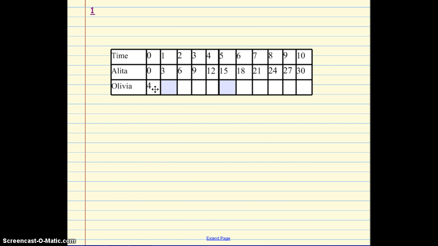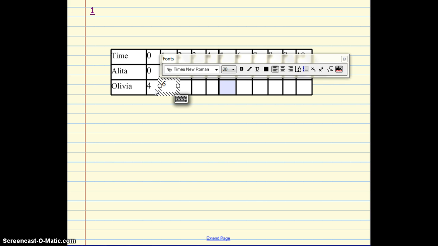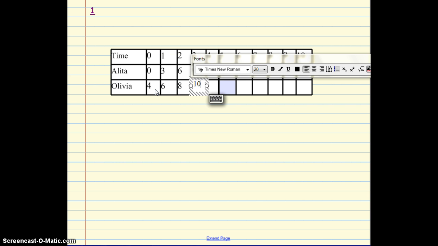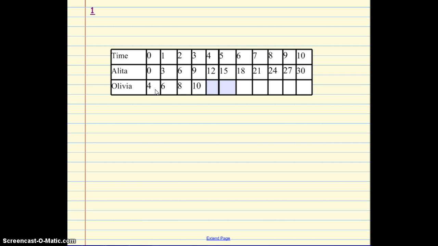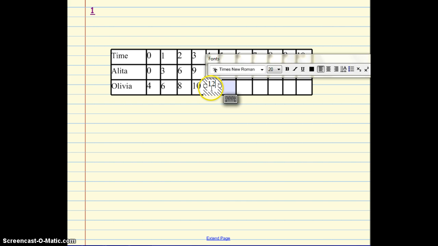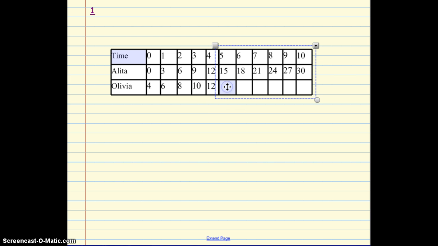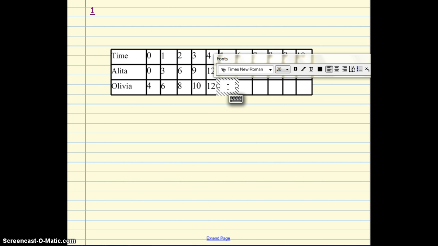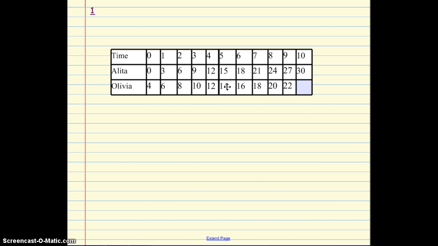So she's going to go up by 2 meters. So if we're at 4, she's now going to be at 6. Going by 2s, it's now 8, then 10. Go ahead, pause the video, keep going, filling in the numbers. And there we go, Olivia gets up to 24 meters.